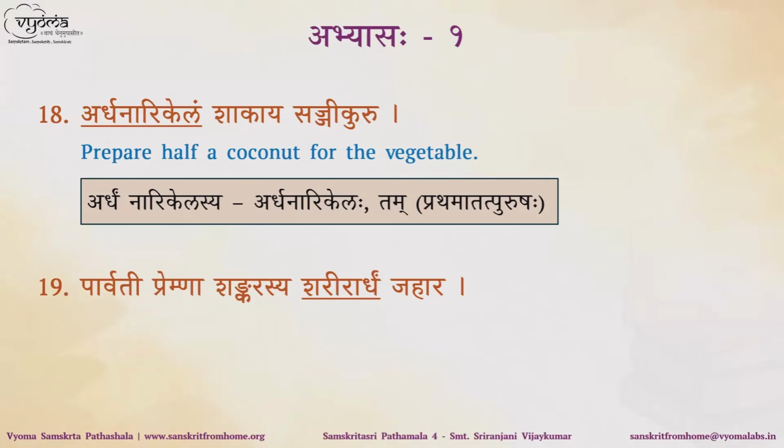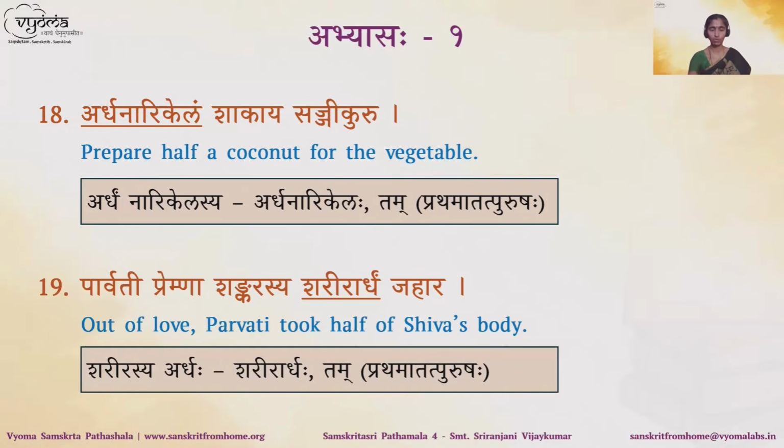Parvati Shankarasya Sharirardham Jahar Premna. You left that word, Premna. She took half of Shankara's body, out of love. Parvati Premna Sharirasya Ardham. Here she actually takes the exact half, but in this sentence we are using Sharirasya Ardhaha, a part of his body. Sharirasya Ardhaha, Sharirardhaha, that is again Prathama Tatpurusha. So out of love, she took half of Shiva's body.